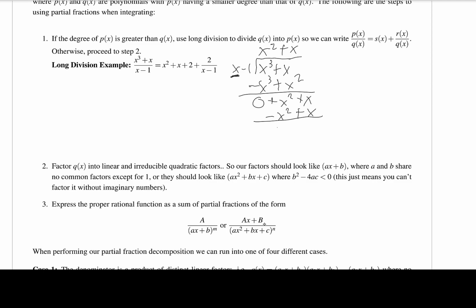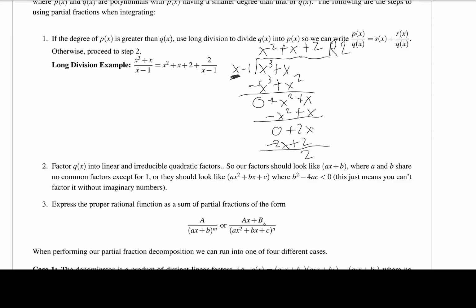And so now we'll get 0 plus 2x. And so now I do this one more time. And I say, what do I need to multiply x by to get 2x? Well, I need to multiply it by 2. So I do plus 2. And so I'll have 2x minus 2. Flip our signs. And we'll be left with the remainder of 2. Right? So way back in like first or second grade, we would write this as R2.